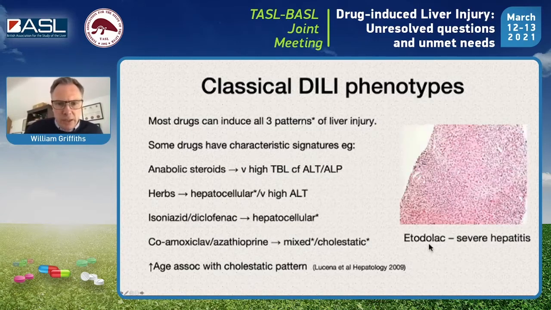And this is in fact a case we published about 8 years ago now, which was the first described acute liver failure due to etodolac. And you can see the biopsy that shows a very severe hepatitis with portal and lobular inflammation. Co-amoxiclav and azathioprine tend to cause more of a cholestatic picture. And in terms of risk factors for different types of injury, I think we've heard earlier that age tends to associate more with a cholestatic pattern.